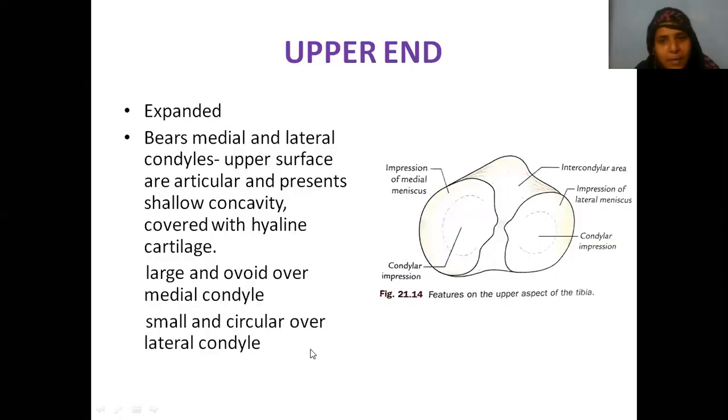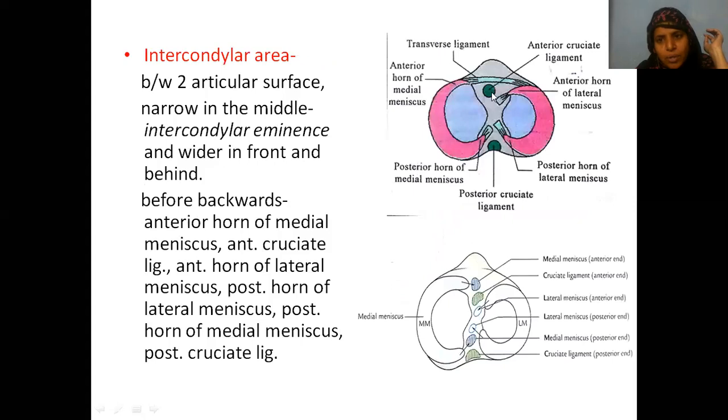Okay, see here. Upper expanded part, right? I told you this about these condyles. In the intercondylar area, we have the medial meniscus. Everything I told you is texted here, beta. Just revise once, you will understand.